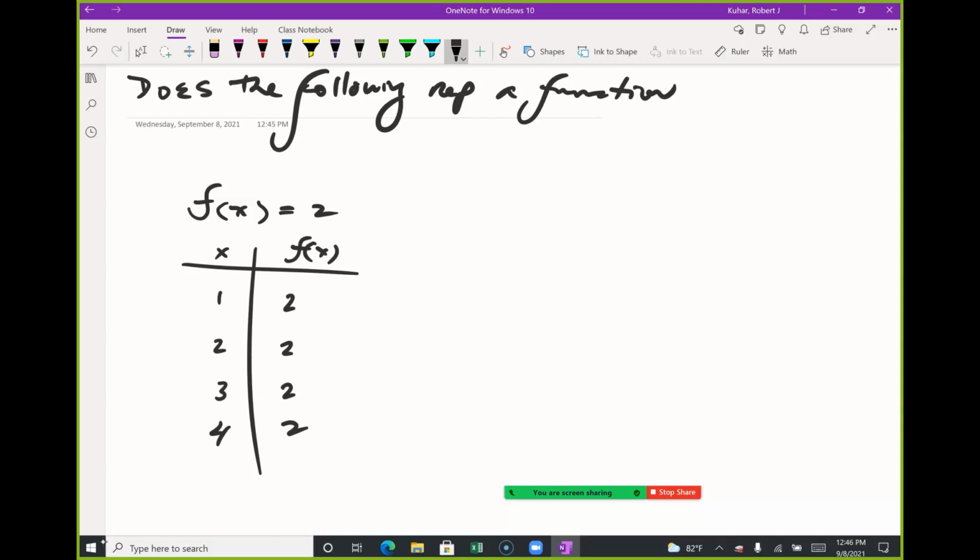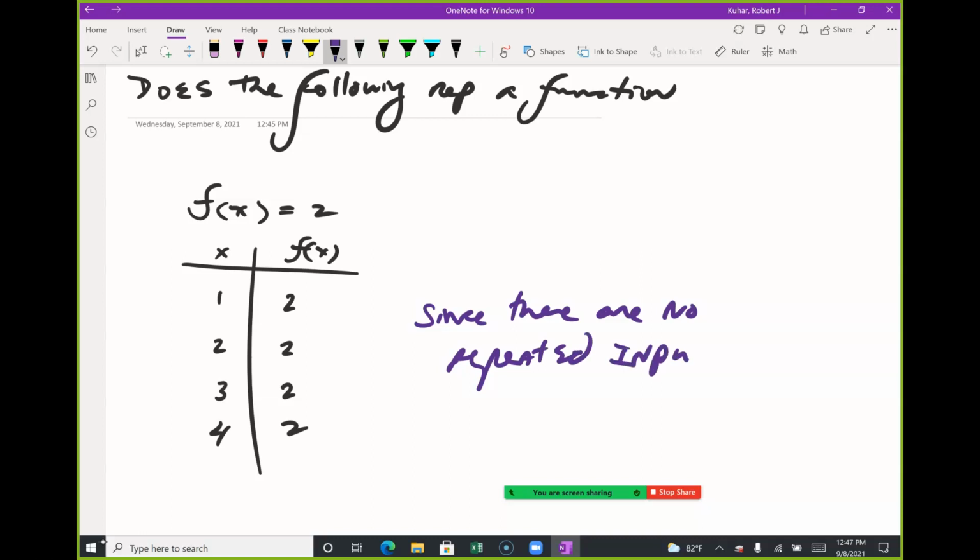What's my rule? If I put the same thing in, I had better get a repeated result, right? If I put money in every time, I had better get a soda. So when I put $1 in here, I get out $2. When I put in $2, I get out $2. When I put in $3, I get $2. I mean, I don't like this function, but is it a function? Yes. So I'm looking for where the issue is. The issue is repeated inputs. Since there are no repeated inputs, this looks good, right?